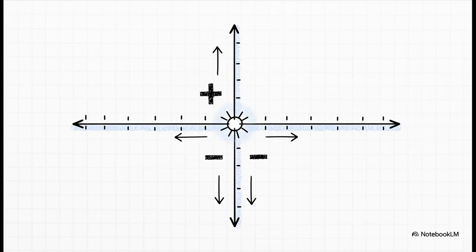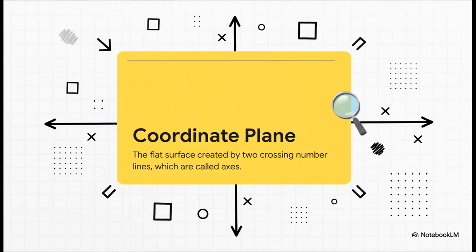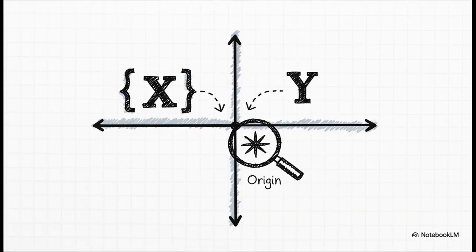And this new line works just like the first one. If you go up, the numbers are positive. If you go down, the numbers are negative. And look what we just created. By crossing these 2 lines, we've made this flat, grid-like surface. This whole thing has a name. It's called the coordinate plane. It's like a perfect map. And those 2 number lines we used, they get a special name now too. We call them axes.